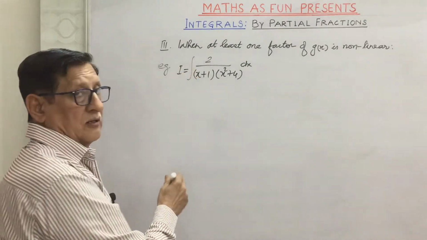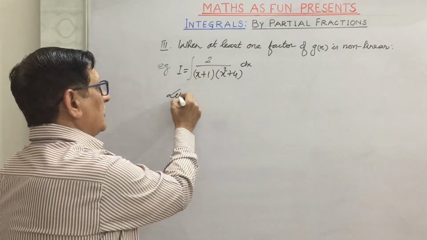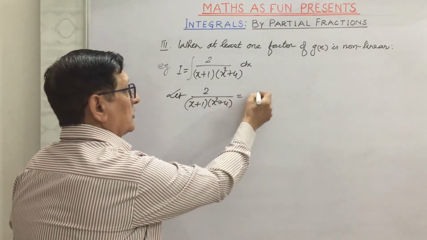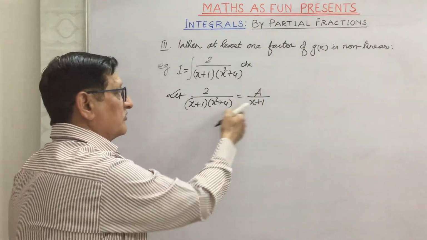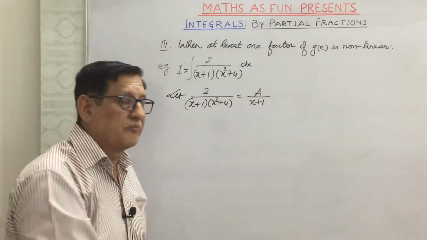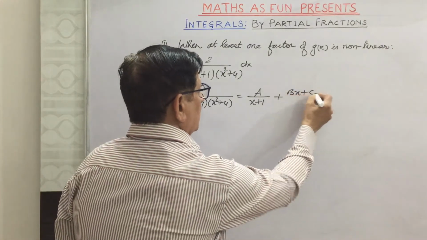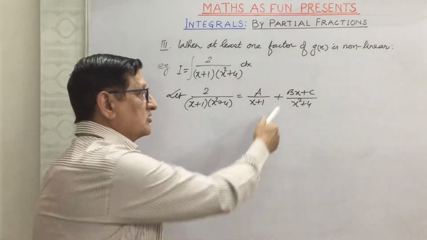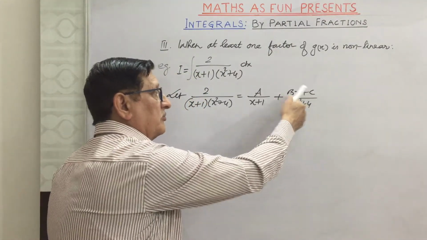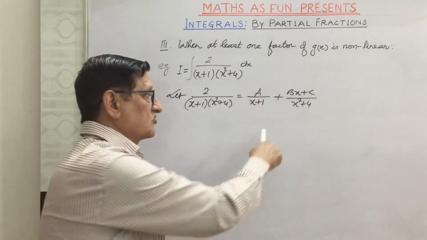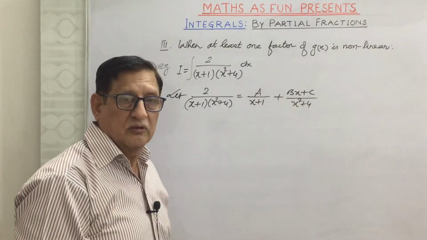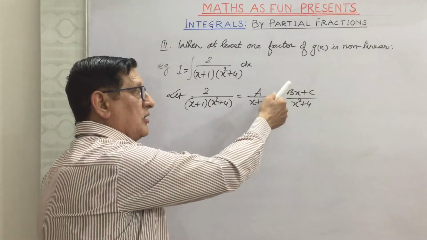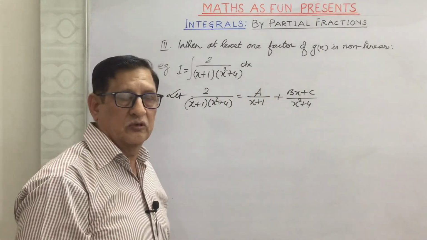Representing this as I, we take the integrand part and we write let 2 upon x plus 1 into x square plus 4 equal to a upon x plus 1. This is a linear factor, so a constant as the numerator, plus bx plus c upon x square plus 4. The only thing we have to mind is that this is a quadratic factor, so here it will be a linear function. If it is cubic, here we will have the quadratic function. So that is the thing we have to remember, that the numerator will be having the degree 1 less than the degree of the denominator.